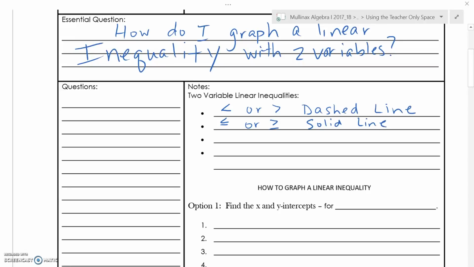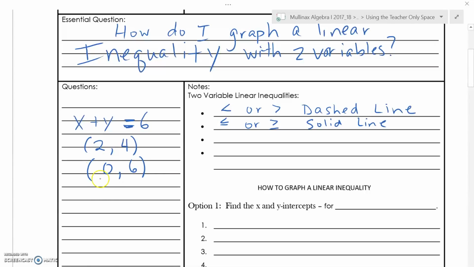Why do we use a dashed line when we're graphing an inequality? Well, when you graph an equation, you're graphing points that are solutions to the equation. For example, x plus y equals 6. If we know that x plus y equals 6, then (2, 4) is a solution to that equation because 2 plus 4 equals 6, making that a true statement. What would be another solution to that equation?